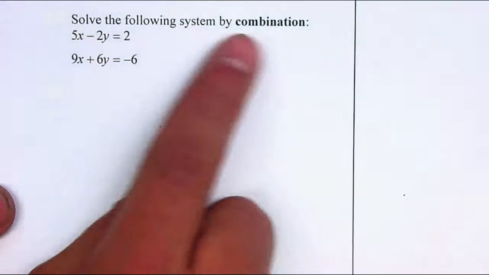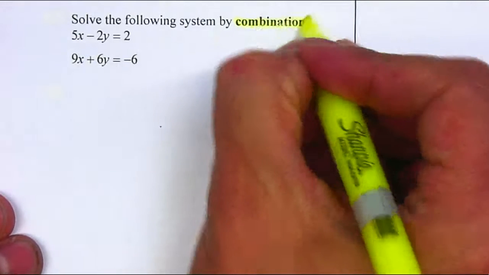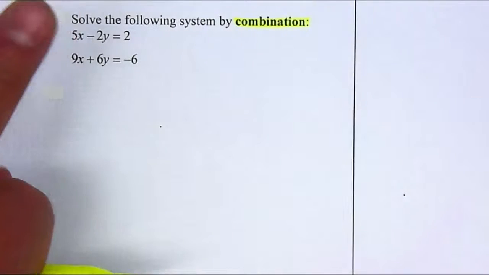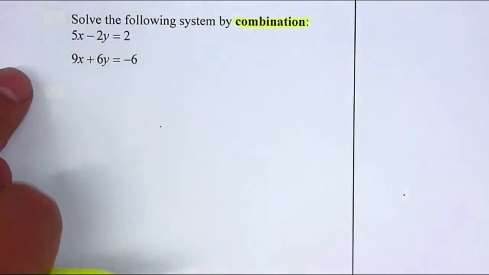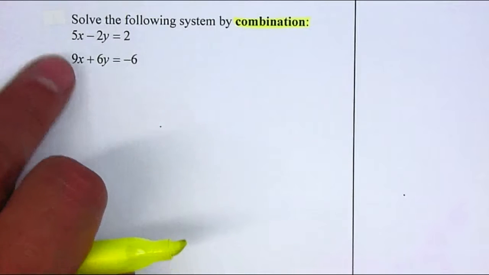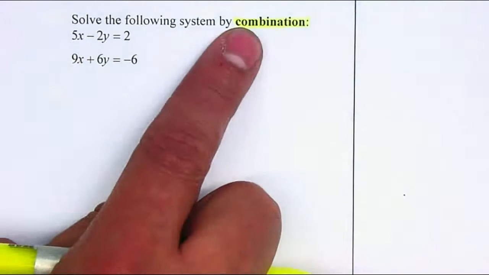Solve the following system by combination. Now, we are going to solve it by combination. Some of you guys are able to graph it and find the intersection. That's one way of solving it. Some of you guys prefer to do step 1, step 2, step 3: solve for one of the variables, plug it into the other equation. But in this case, you need to do it by combination.